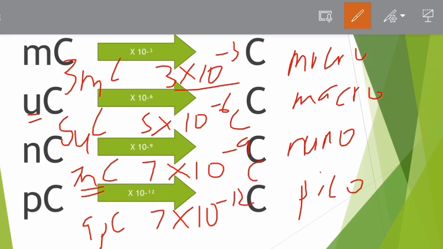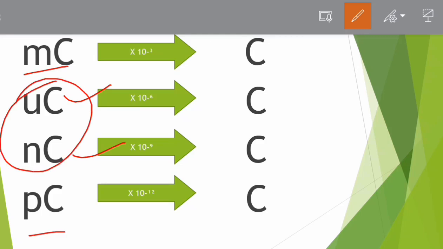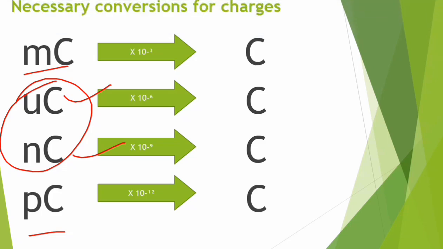But then here, you need to know the ones that are mostly common are these two, right? So your microcoulomb and your nanocoulomb. We hardly see these other ones in exams. So the ones that you need to put your attention on are the microcoulomb and the nanocoulomb. So microcoulomb times 10 to the power of negative 6, nanocoulomb times 10 to the power of negative 9, right?